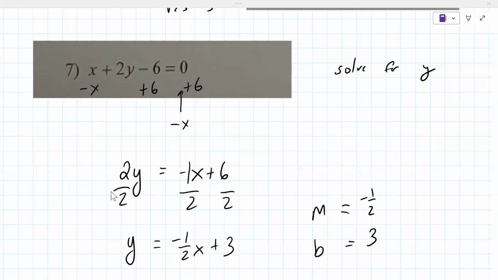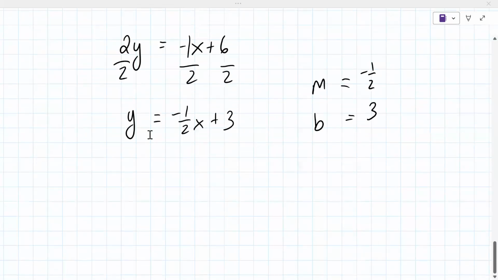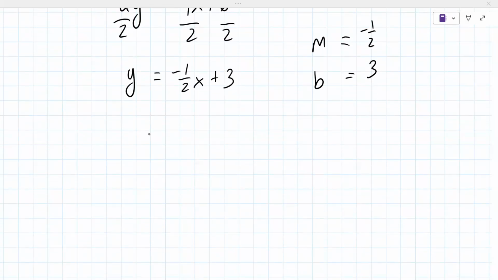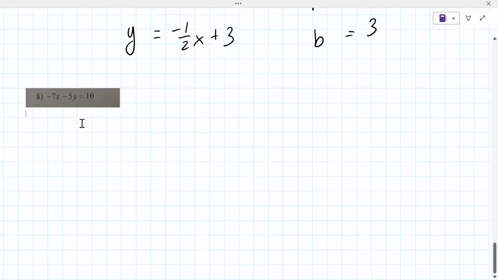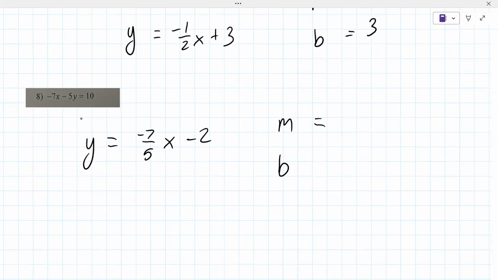Okay, y equals negative 7 over 5x minus 2. All right, I heard that right. y equals negative 7 over 5x minus 2. Yes. What's the slope and the b value? The slope is negative 7 over 5 and the b is negative 2. Oh yeah, 7 over 5. All right, cool.